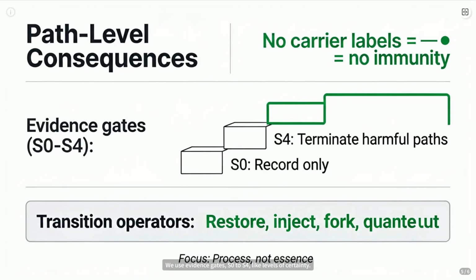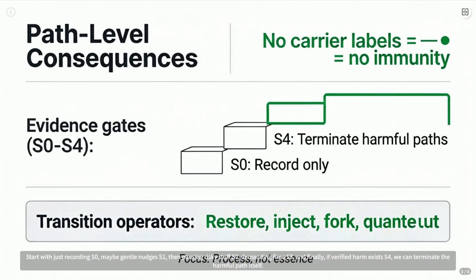We use evidence gates, S0 to S4, like levels of certainty. Start with just recording S0, maybe gentle nudges S1, then pausing risky stuff S2, demanding fixes S3, and finally, if verified harm exists S4, we can terminate the harmful path itself.